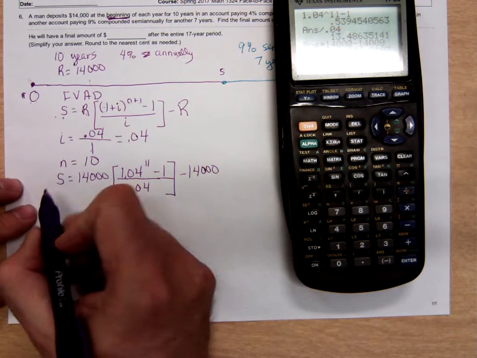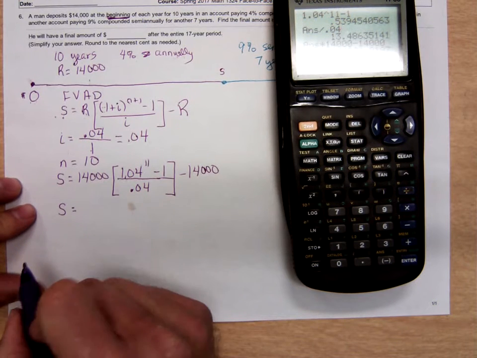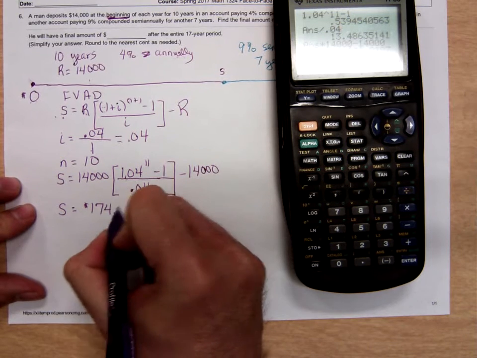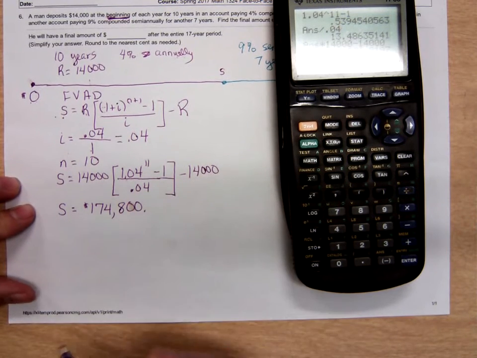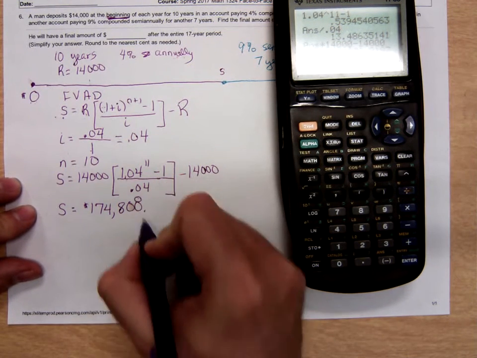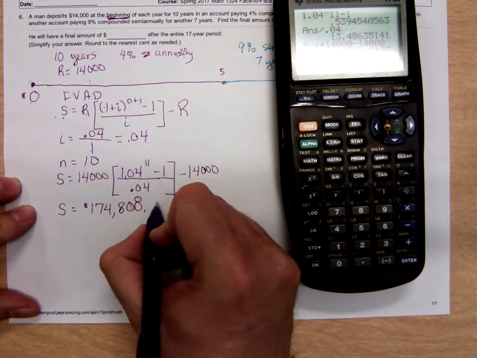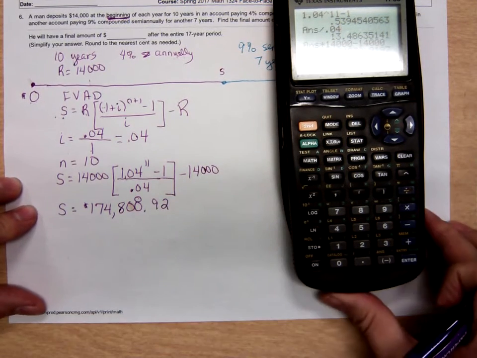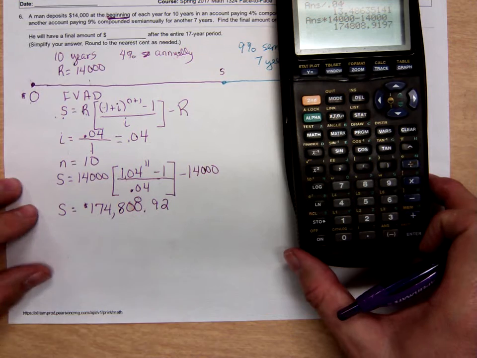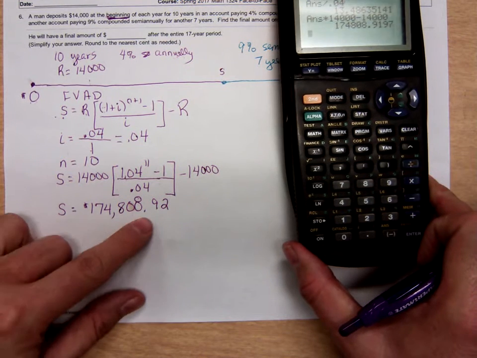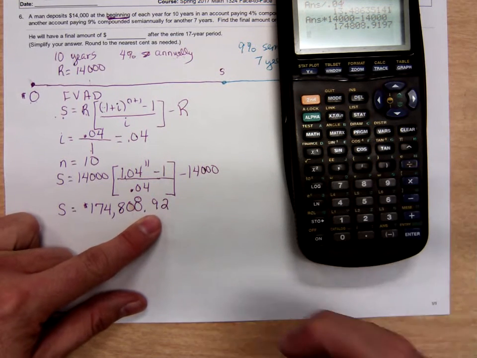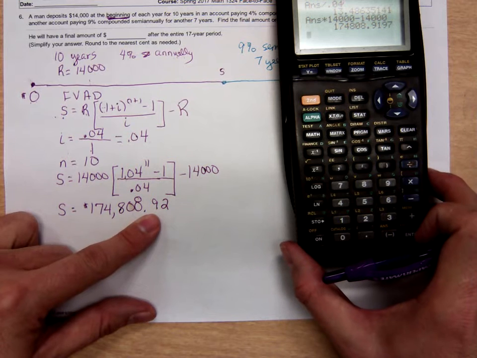So at the end of the 10 years, this person's deposits would have grown to $174,808.92. That's the bad thing about using the document camera. The calculator doesn't show too great with that glare.